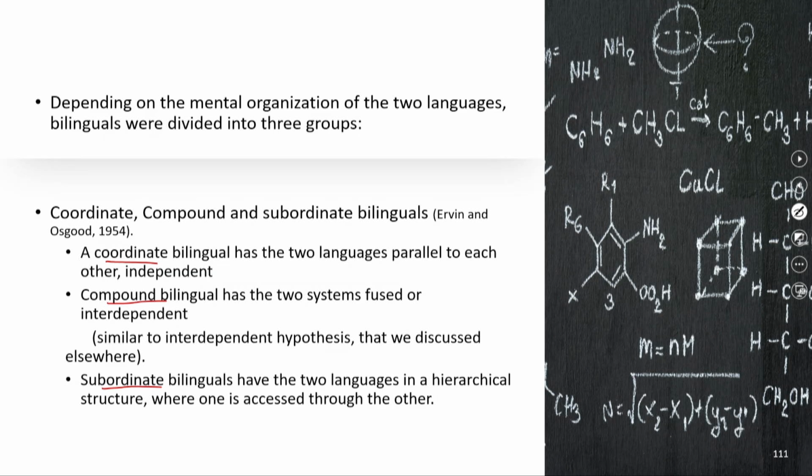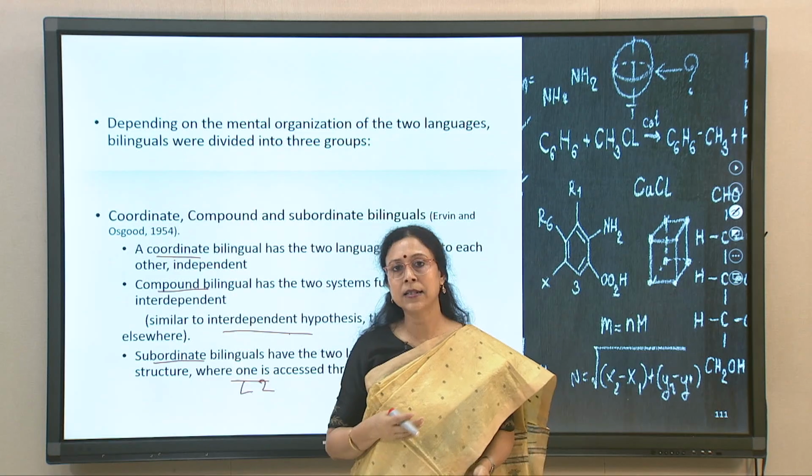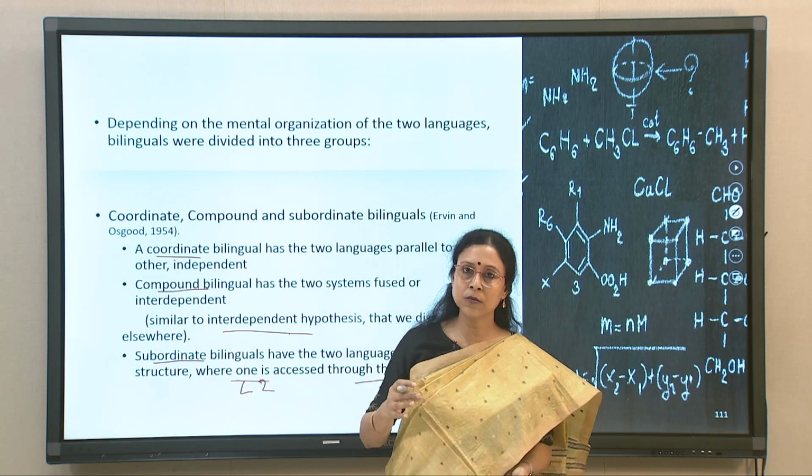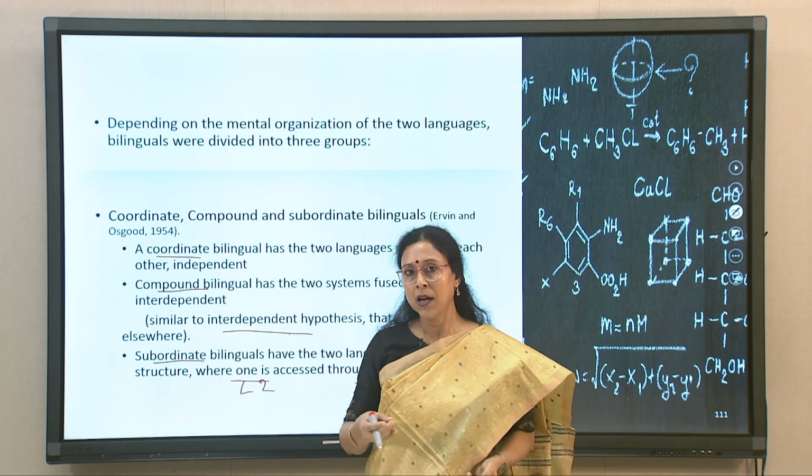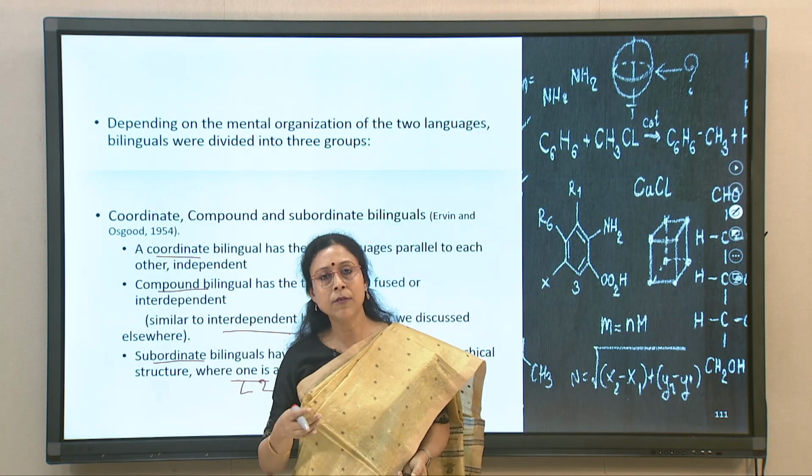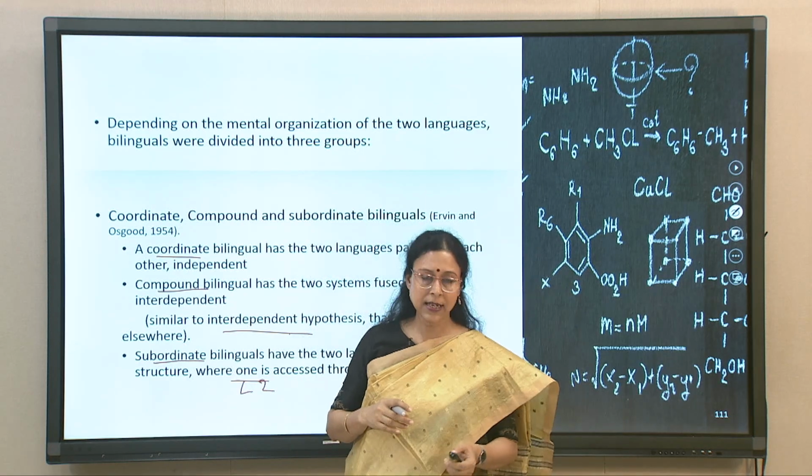If you recall, we have already talked about the interdependent hypothesis and the separate development hypothesis. The interdependent hypothesis kind of corresponds to compound bilingualism, and then you have subordinate bilinguals, where one language is accessed via the other. Typically this is L2 and this is L1, so L2 will be accessed via L1 because L1 is already in place. This is something like learning the L2 via L1, which is very common at school level in many places, where you show a particular item and try to teach the name of that item in the English language, and you use the mother tongue to make that connection. So, that kind of a thing.